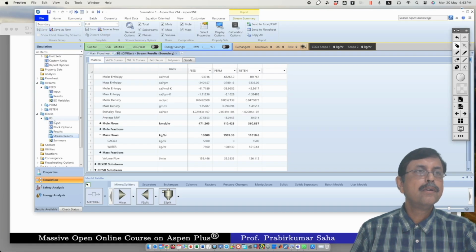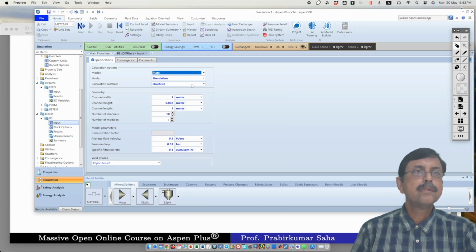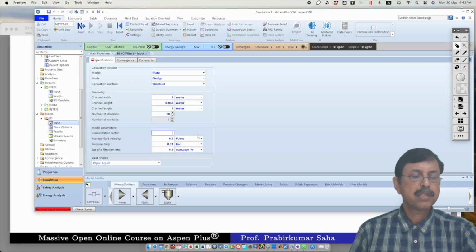So let us choose the design problem, and we have to provide the concentration factor as 2. So number of modules will be calculated. So run it. It is run.